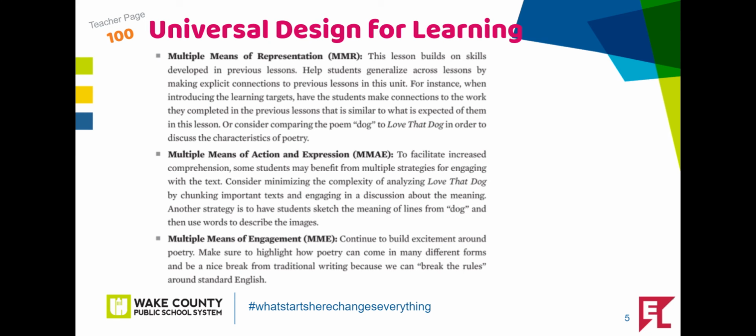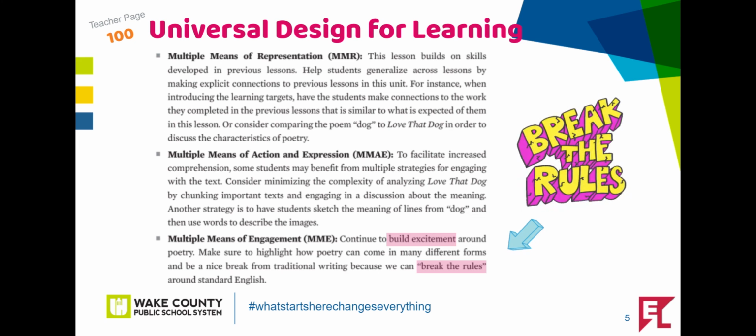Universal design for learning is a way of thinking about teaching and learning that gives all students an equal opportunity to succeed. This approach offers flexibility in the way that students access material, engage with, and show what they know. Poetry gives students who may struggle with writing a bit more freedom and a chance to see themselves as writers. Emphasize that you are allowed to break the rules of standard English. This includes sentence structure, spelling, and even the way words look on the page.